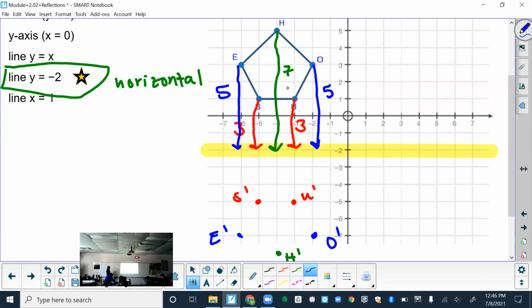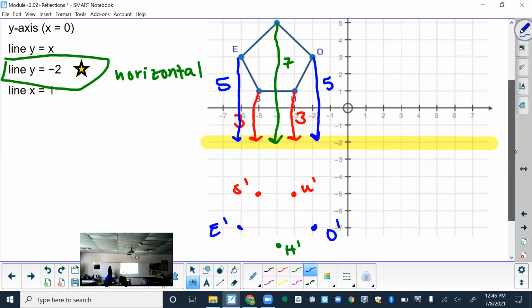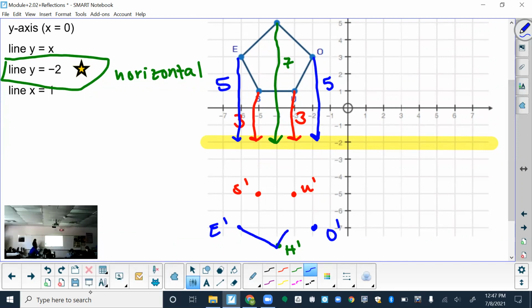All right, and what you should get is a pentagon down here. Oops, I can't connect my dots. I'll just leave it like that. All right, then you connect your dots, you make your pentagon, and it is reflected, right? It's a mirror image, just now over a different line.